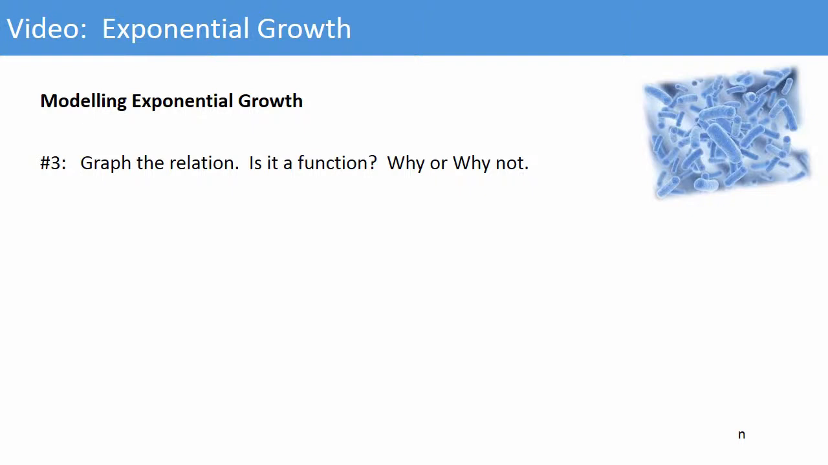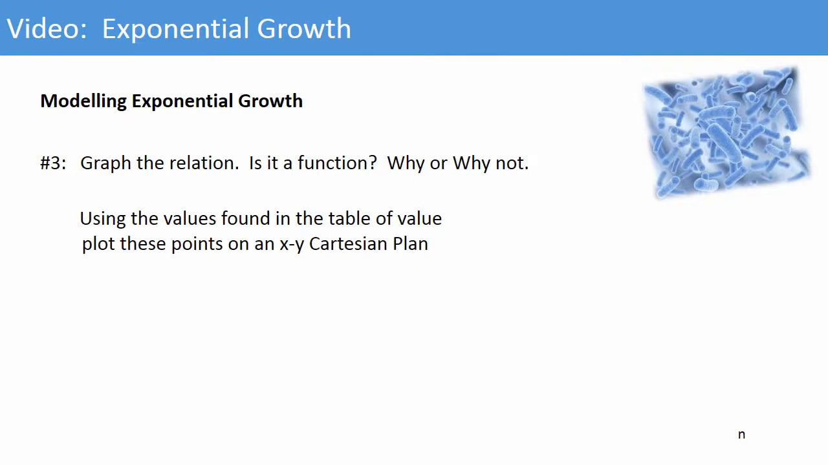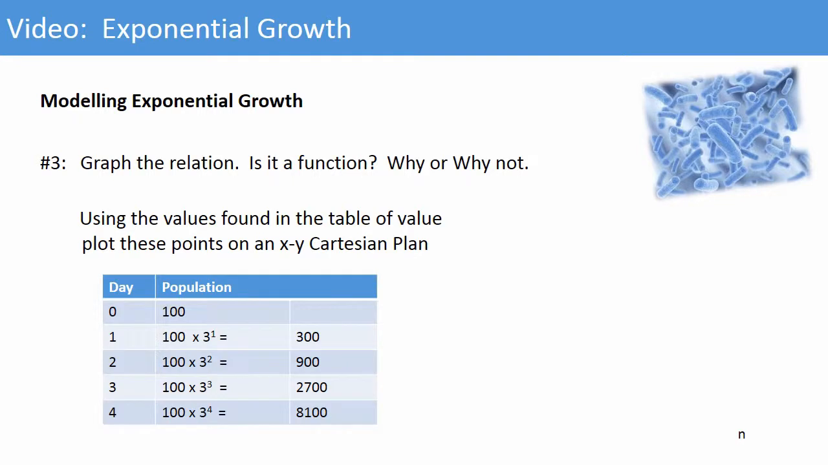Now we want to graph the relation. From the graph and the data, we want to determine, is this a function? Why or why not? Where do we start? Let's start by using the values found in the table of values. Then, plot these points on an XY Cartesian plane. Here are the values in a table of values. The day, 0, 1, 2, 3, 4, and the total population, 100, 300, 900, 2700, and 8100.